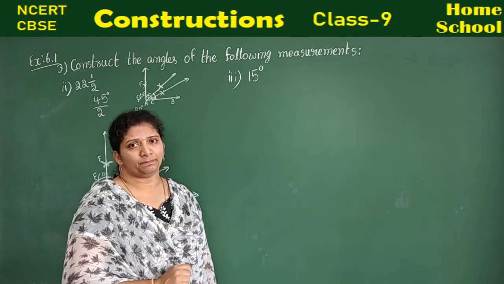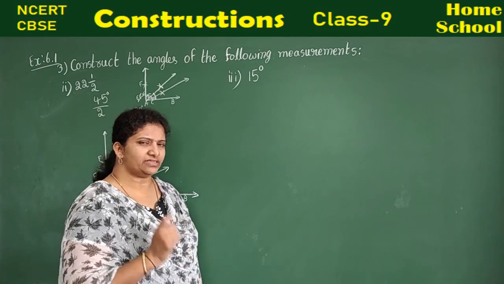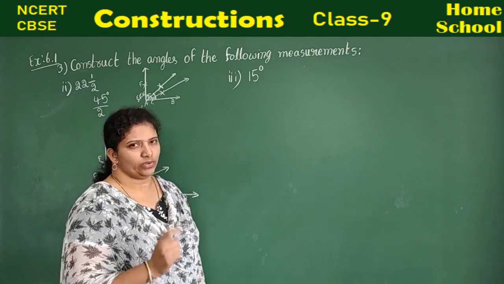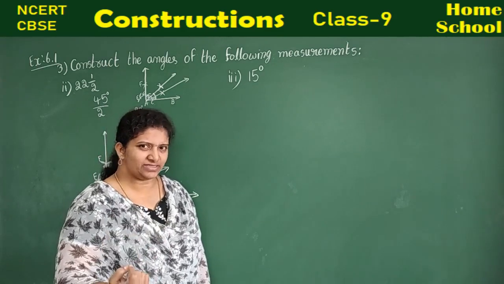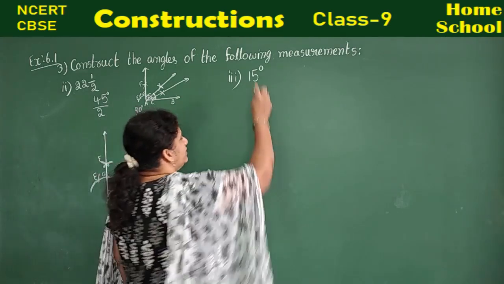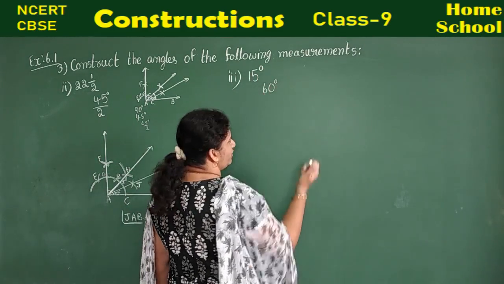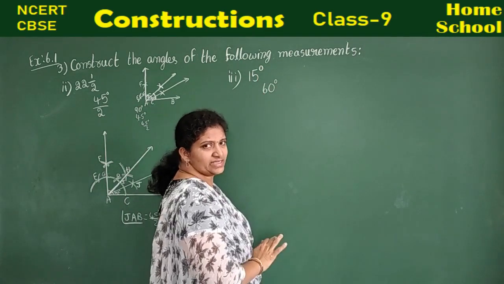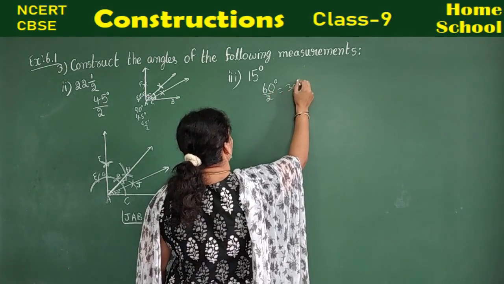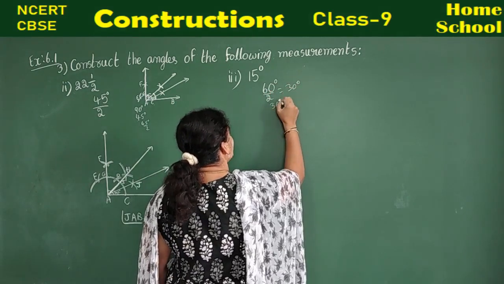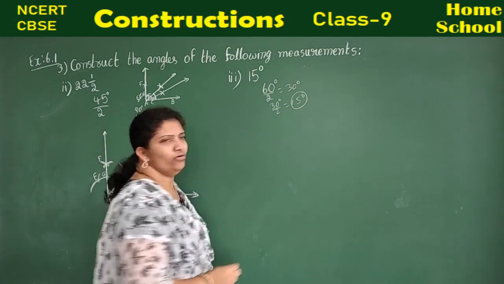15 degree. How can I get 15? Just understand here. 60 half is 30. 30 half is 15. Like this you need to think here, children. 60 degrees, we know how to construct an angle 60. It is very easy. Then 60 half is 30. Again, 30 degree half is 15 degree. So, this is the angle we need to create.